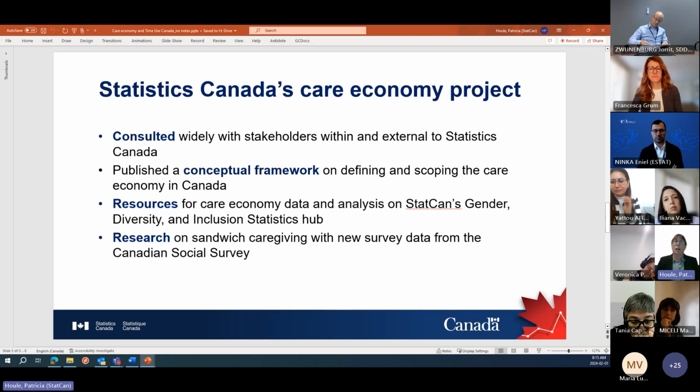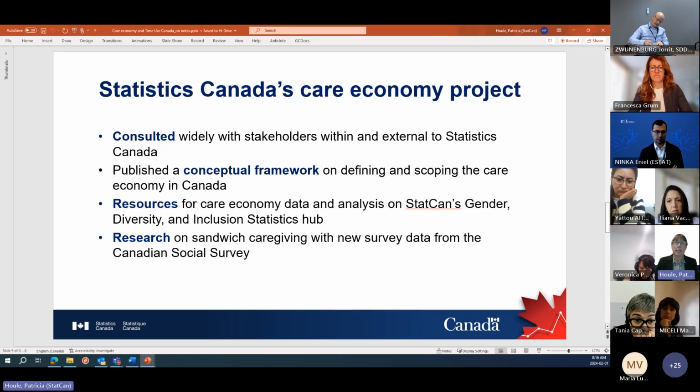We've also assembled resources that talk about different topics, such as gender, diversity, and data that would bring it all together. Because for now, this is not something on its own. We're not measuring the care economy. We're just bringing up current data on the paid and on the unpaid care. And really soon to come, there will be research using data that were collected in 2021 on sandwich caregiving.